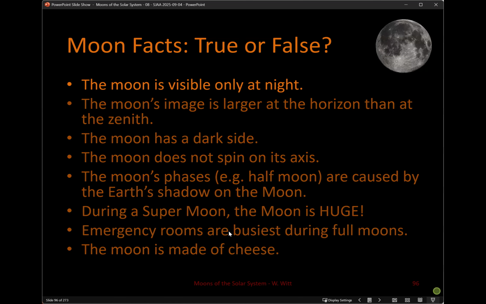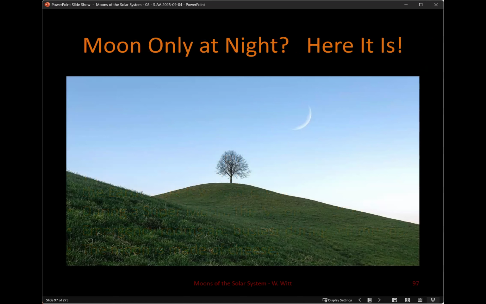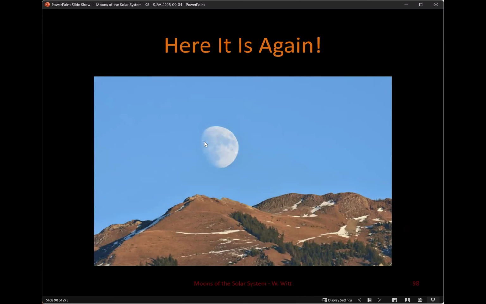So let's talk about the first one. The moon is visible only at night. And the answer is no, it isn't. Sometimes people think that because they just never noticed. But the moon is actually up in the sky during the day. It happens every month, right? And here's a photograph of it, and here's another one. So here's the moon during the day.